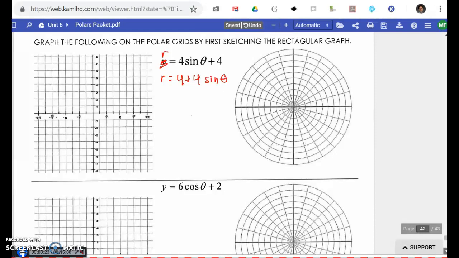So I'm going to graph both the rectangular and the polar. The midline is 4, so that's here. It has an amplitude of 4, so it goes all the way up to 8 and all the way down to 0. And because it's a sine graph, it'll start at the middle, then at pi over 2 it'll be at its max, at pi at the middle, 3 pi over 2 at the min, and 2 pi at the middle again. So our rectangular graph looks something like this.